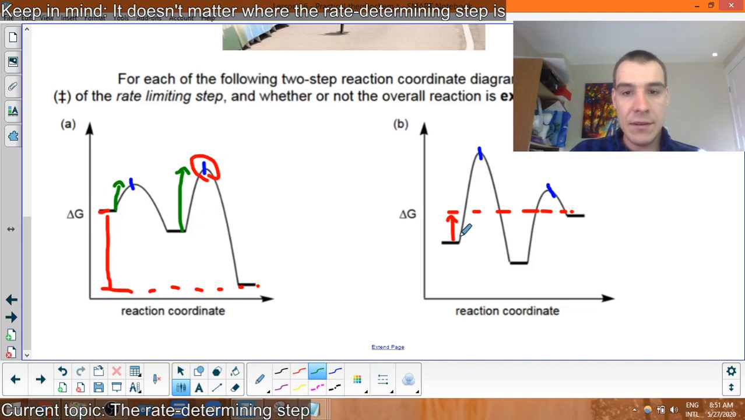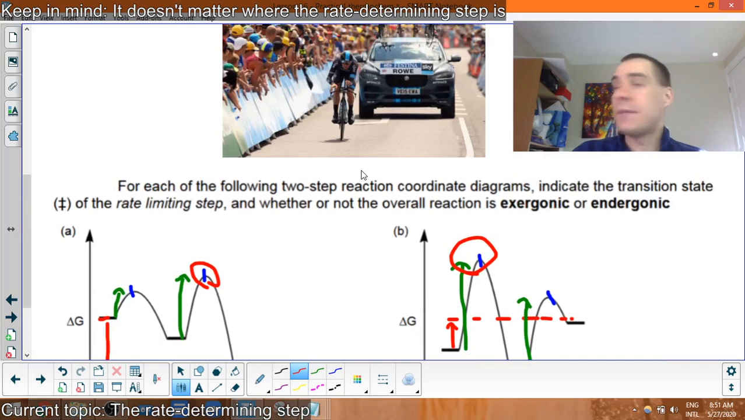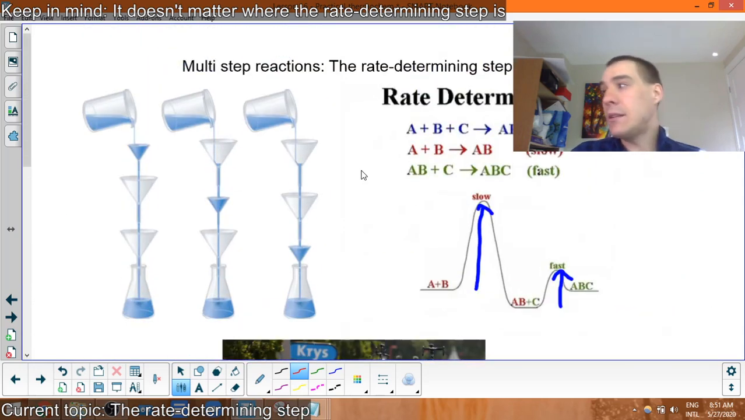Meanwhile, on this one, we have this much activation energy here, and this much activation energy here. That one looks taller, so we're going to say it's this guy. This guy's the rate determining step. The first step on this one and the second step on this one are the rate determining steps. So that's the concept of multiple steps and the rate determining step.